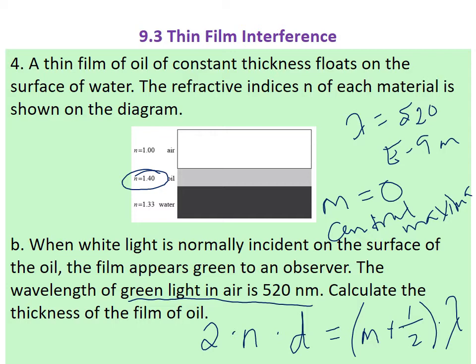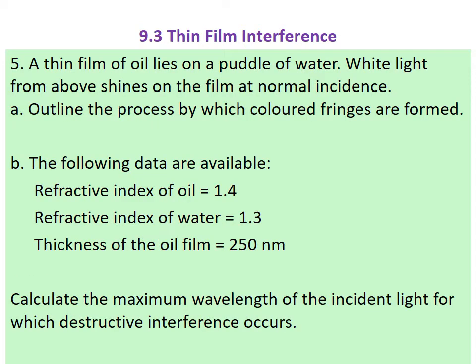Next up, practice problem number 5. A thin film of oil lies on a puddle of water. White light from above shines on the film at normal incidence. Outline the process by which colored fringes are formed. So for this, I want you to explain what happens first to the beam of light that gets reflected at the air-oil boundary. So what happens to the phase as this light is reflected?